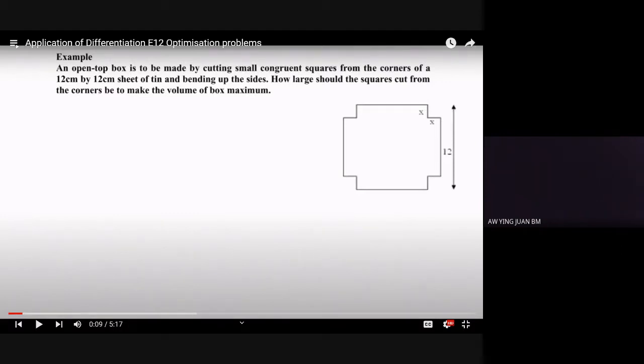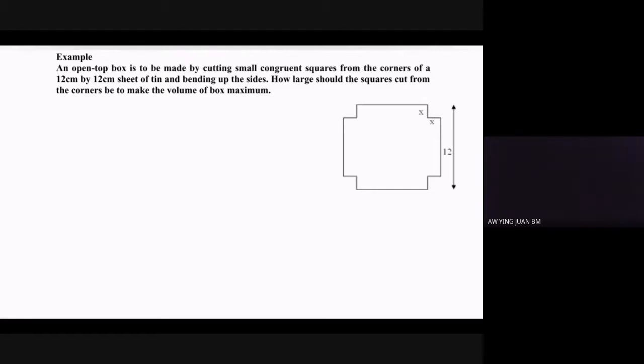Okay, so kita tengok. An open top box is to be made by cutting the small congruent square from the corner of a 12 cm by 12 cm sheet of tin and bending up the side. How large should the square cut from the corner to be make the volume of the box maximum? So in here, step number 1, identify the variable to be maximized and minimized. So in here, the volume is the key or the variable. So now kindly refers to the box.